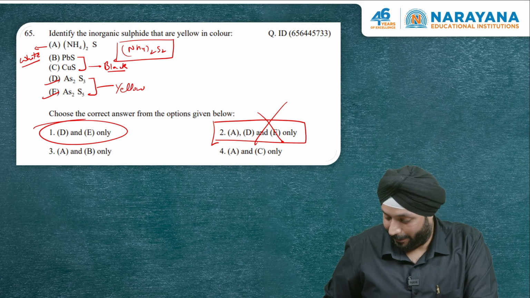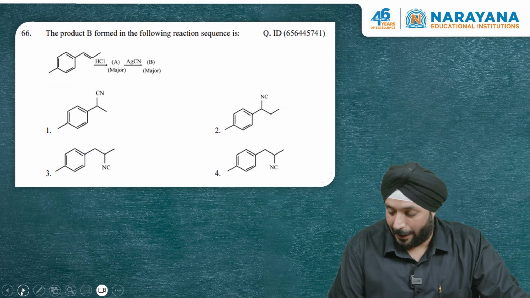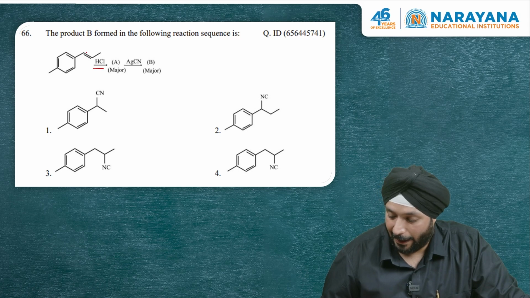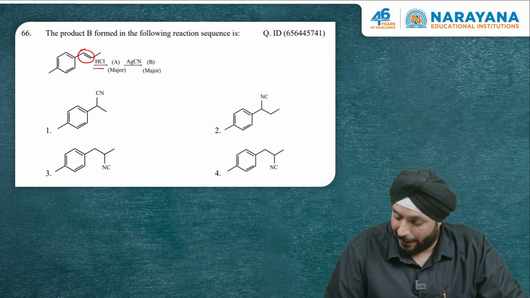We will move ahead. The product B in the following reaction sequence is, now here I have HCl and I have a pi bond. So the classical example of an electrophilic addition reaction, right?